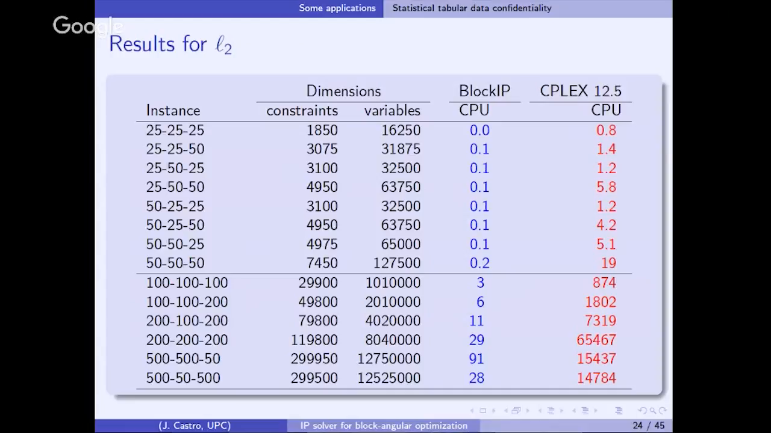I'm not using a supercomputer. It's a server, but it's not a huge machine. This is the number of seconds needed by Simplex. Why? Because Simplex uses Cholesky factorizations. We are using Cholesky and conjugate gradients.